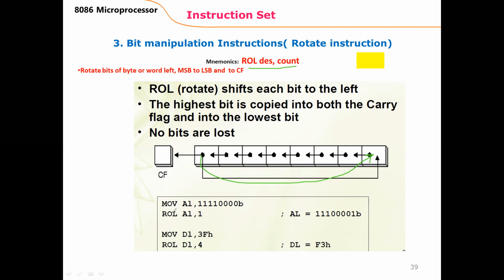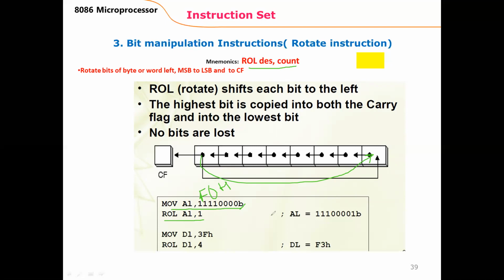For example, we can take an example. Here, move AL with this number. Means AL content will be 11110000. This is written in binary, that's why the B symbol is used here. We mostly write it in hexadecimal. If it was hexadecimal, we may write AL comma F0H. Both the numbers are the same. Now here we have written ROL AL comma 1, means it will shift left by one position only.